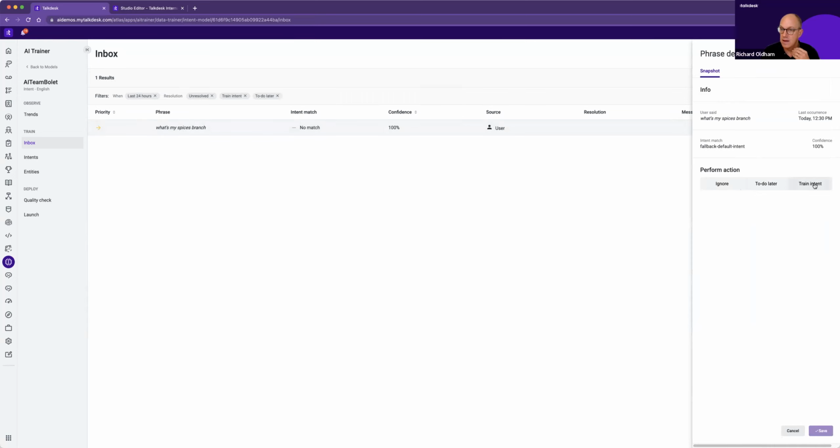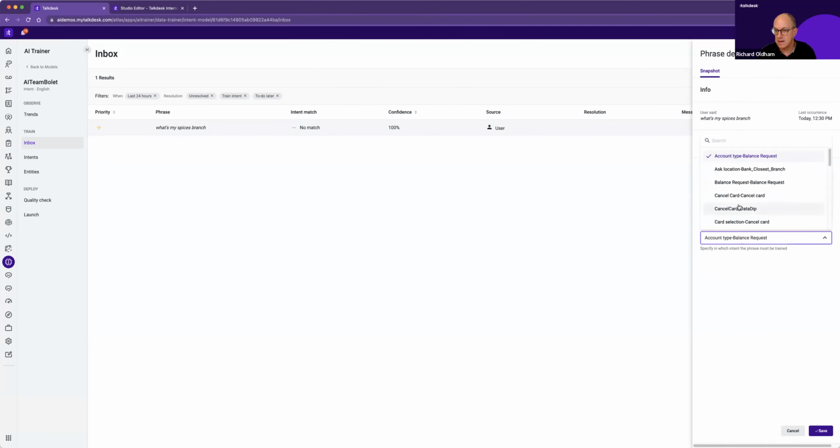And as an agent, I could either ignore, saying, we don't want to handle that question yet because it requires really human capability. We're not in a position perhaps to automate that. To do later, we might say, I want a SME, or I might want my supervisor. I want to chat first about, do we need to build a new process to be able to support these questions? But in this example, I'm going to do a train intent.